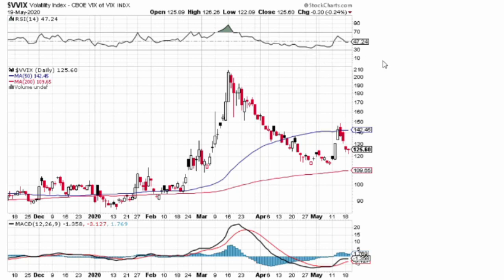So this isn't going to say that the stock market is going to take another crash. All it's saying is be cautious, because there may be some volatility coming very soon. So once again, just be patient, be cautious, and don't lose any money.